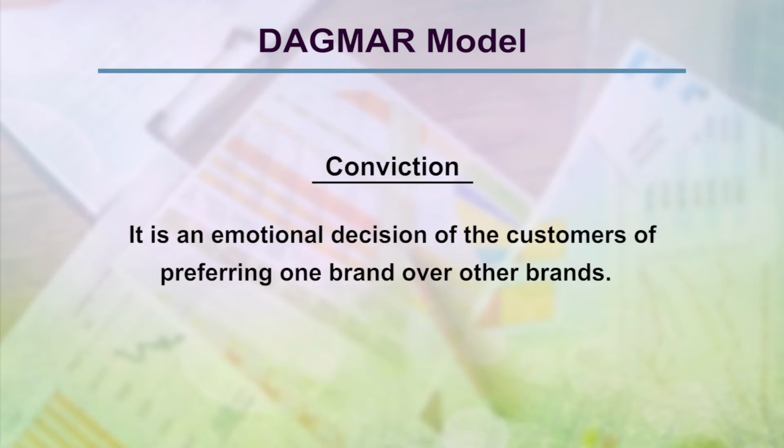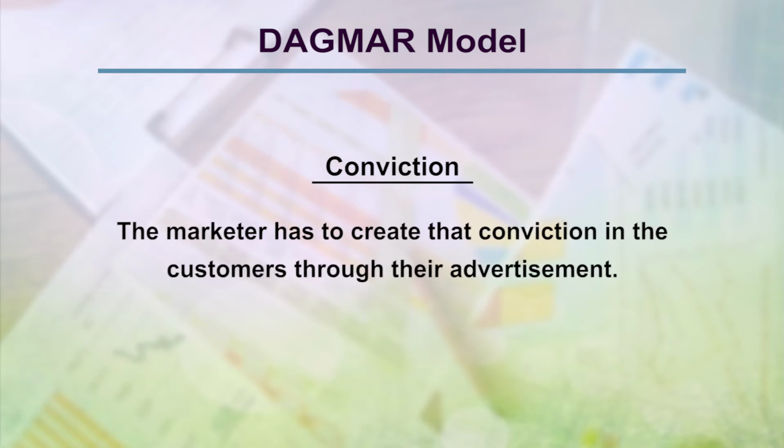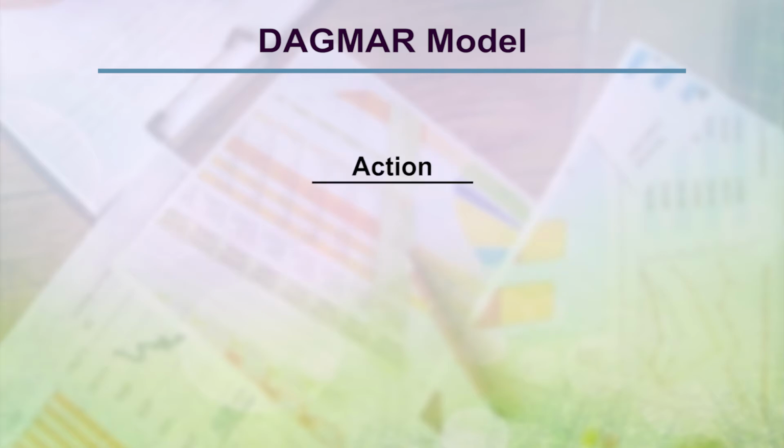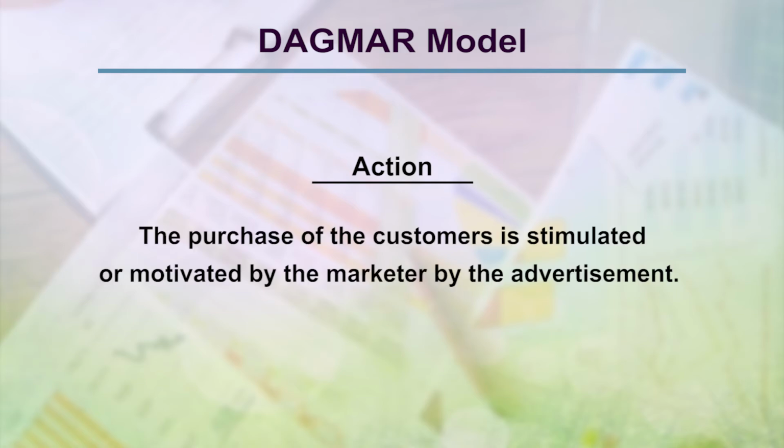Conviction. It is an emotional decision of the customers of preferring one brand over other brands. The customer prefers the brand because they have started liking the product; their liking and preferences become very prominent. The marketer has to create that conviction in the customers through their advertisement. Last one, action. In this stage, the purchase is made. The purchase by the customers is stimulated or motivated by the marketer through the advertisement. So the advertisement can create that stimulation or motivation in the customers.